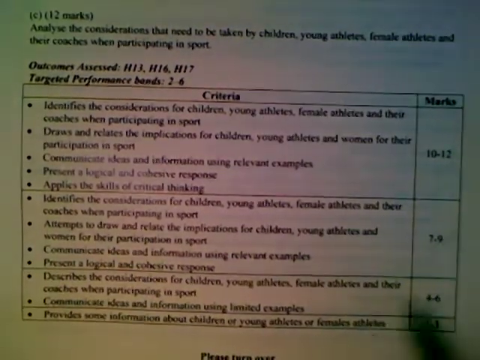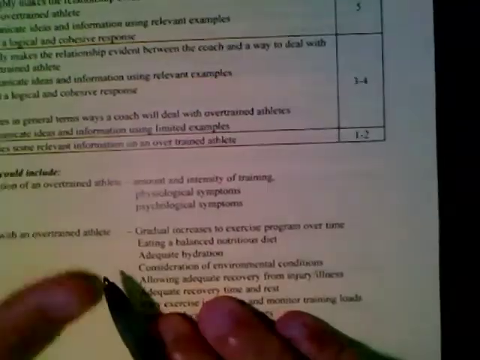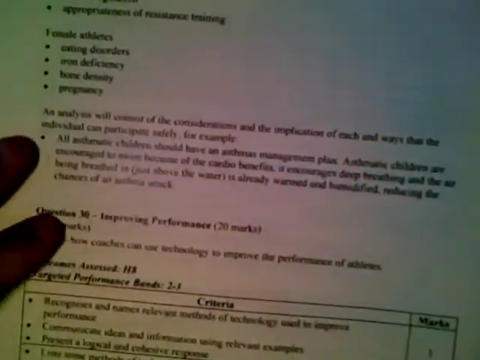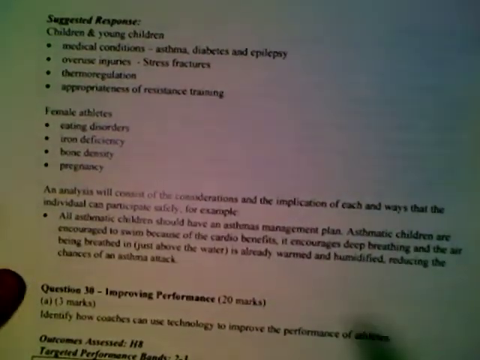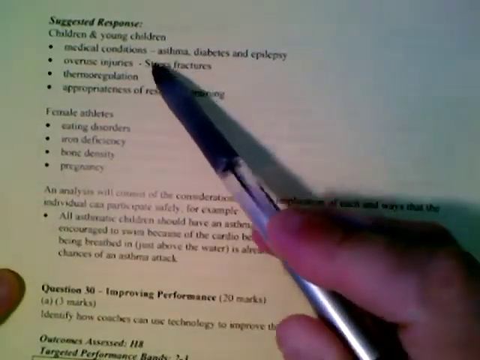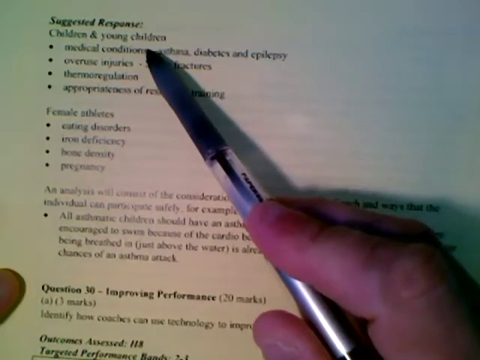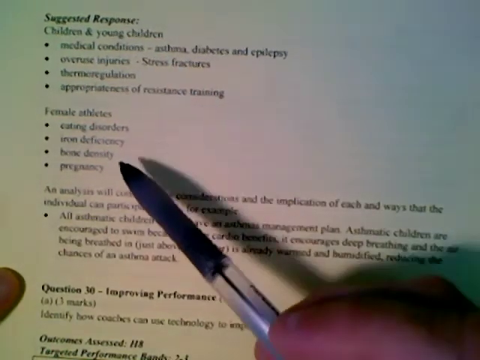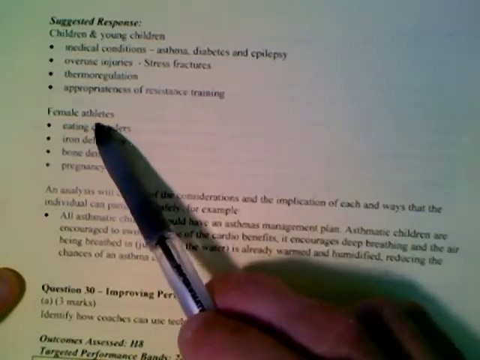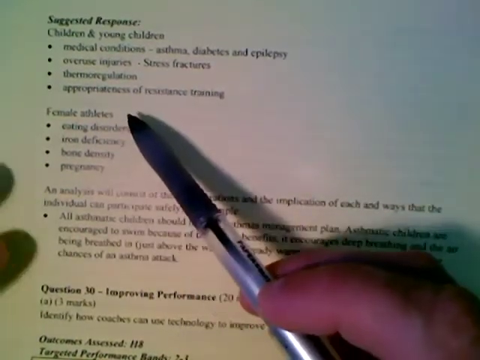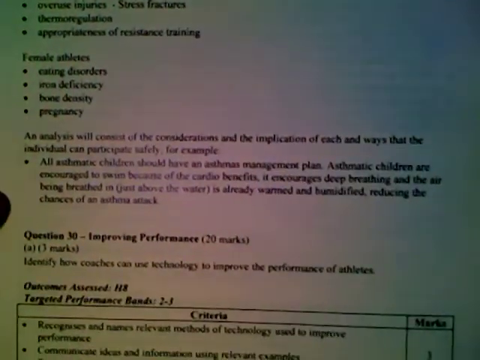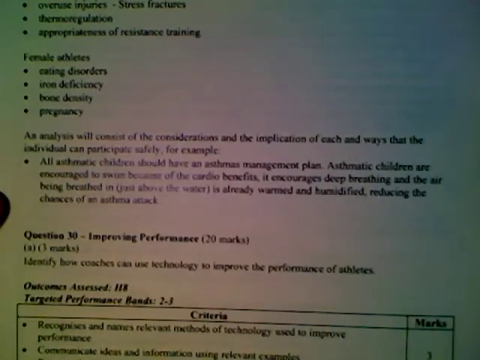Okay, just looking at the marking guidelines, if we turn over the page here, you'll just notice that one aspect I want you to be mindful of here is the two parts of the dot point, which I've already gone through and shown. Children and young children, all right, young athletes, and even the female athletes. So there's the two parts that need to be included, which we saw in our better response. Thing to remember here is that an analysis will consist of the consideration and the implication of each and ways the individual can participate safely.